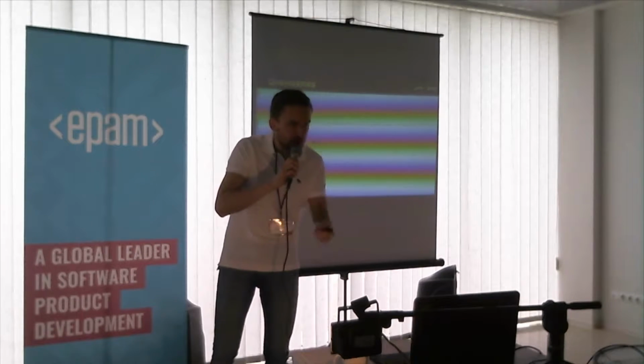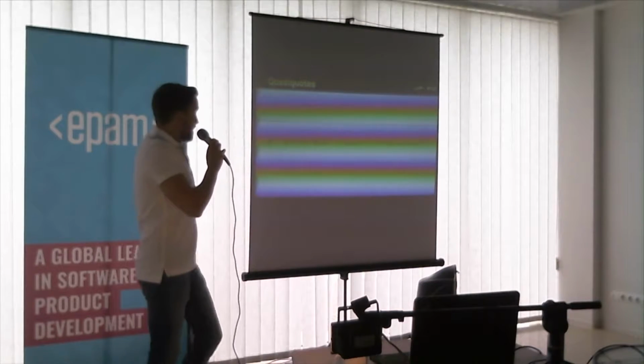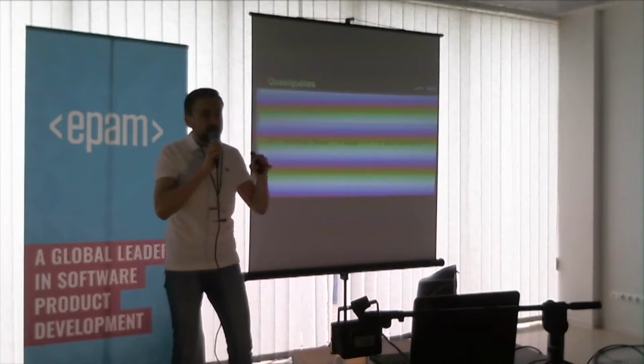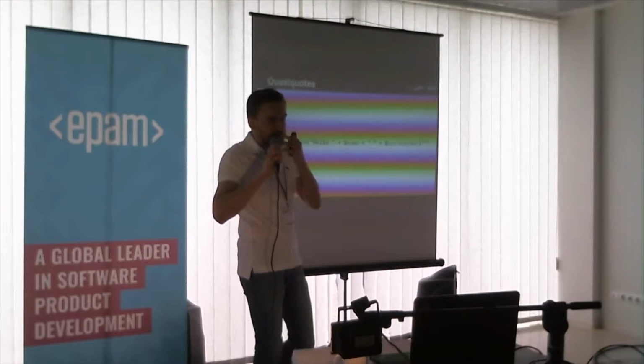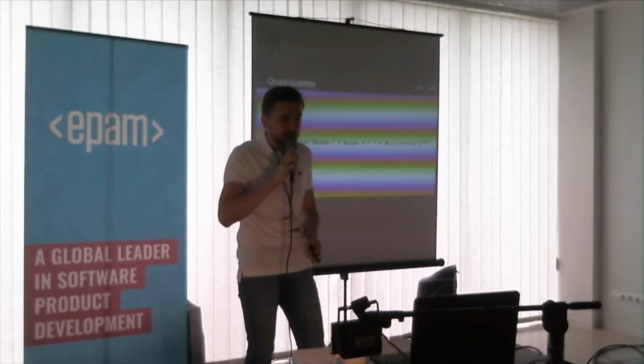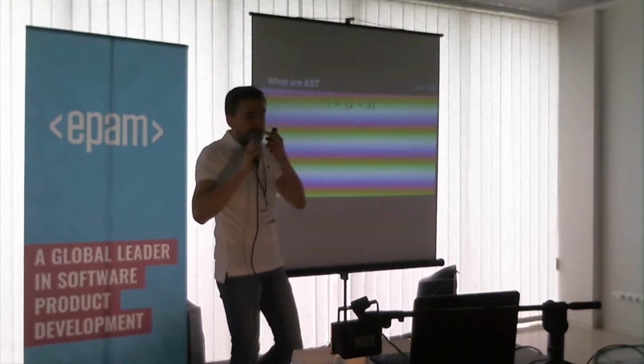Let's look closer at the last line of the macro. This line is pretty important. You can use this q interpolator to build an AST. It looks similar to building a string, so the syntax is commonly used by Scala developers, right? But what is this AST tree? AST is a core data structure used in compilers.